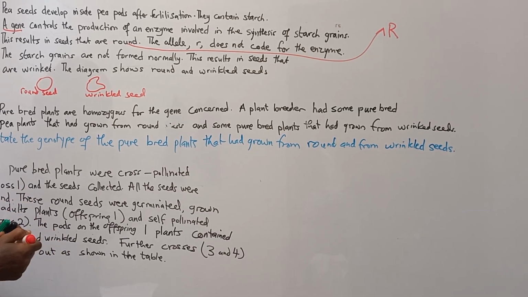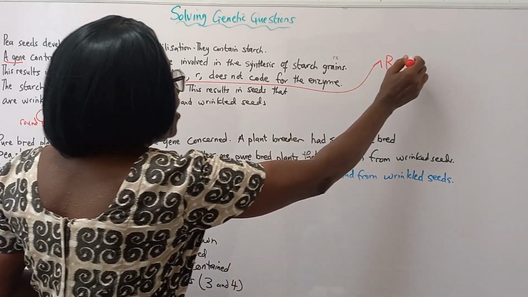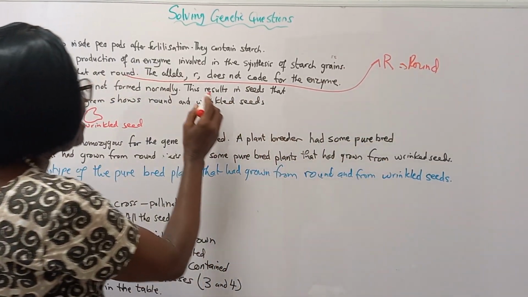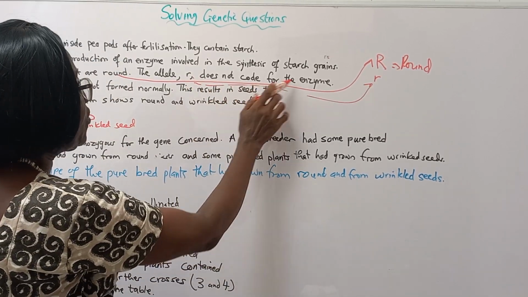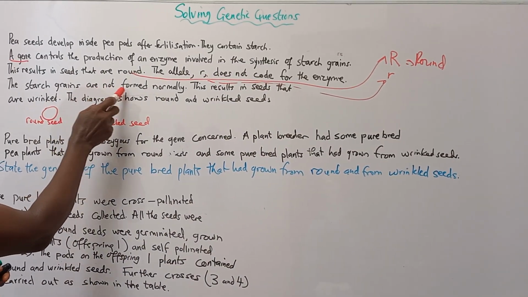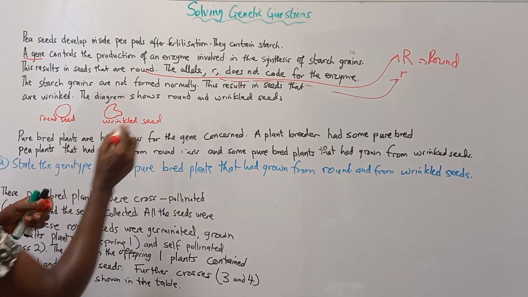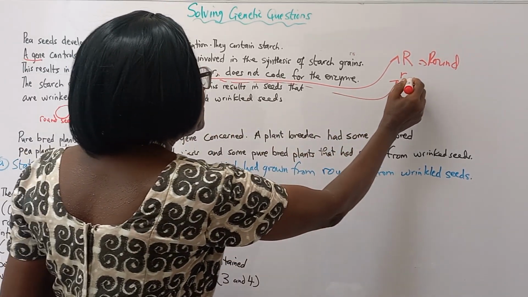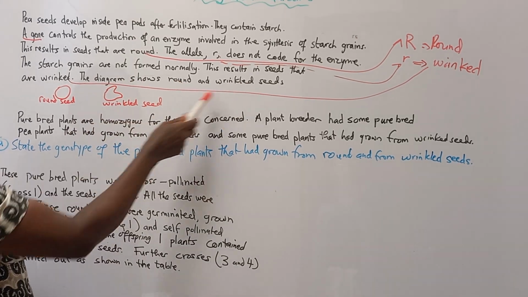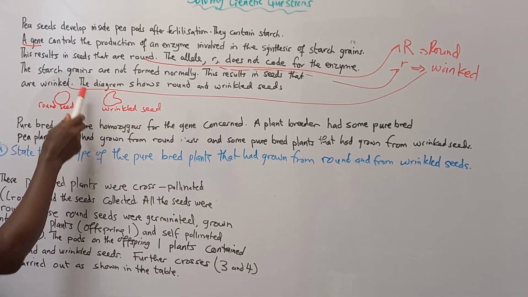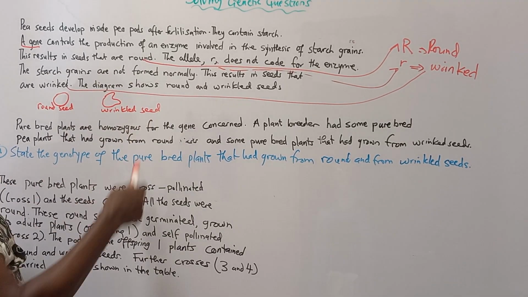We can have any letter. The allele, small r. So round is round here. The allele is small r here. The allele small r does not code for enzyme. The starch grains are not formed normally. This results in seeds that are wrinkled. So this allele produces seeds that are wrinkled. The diagram shows round and wrinkled seeds. So you have round seeds, wrinkled seeds. All this information, looking at it can scare you, but you can break it down.